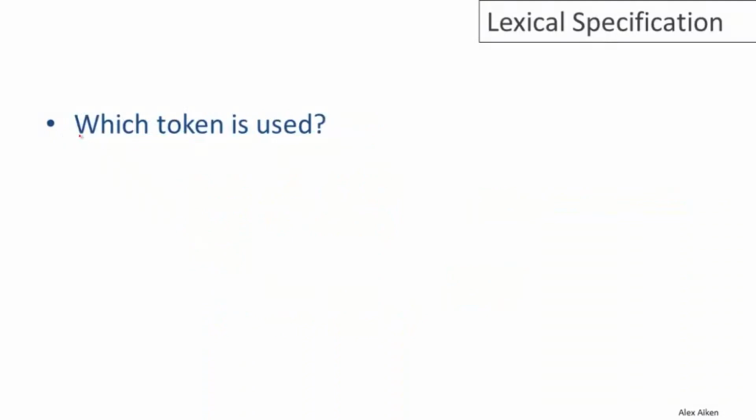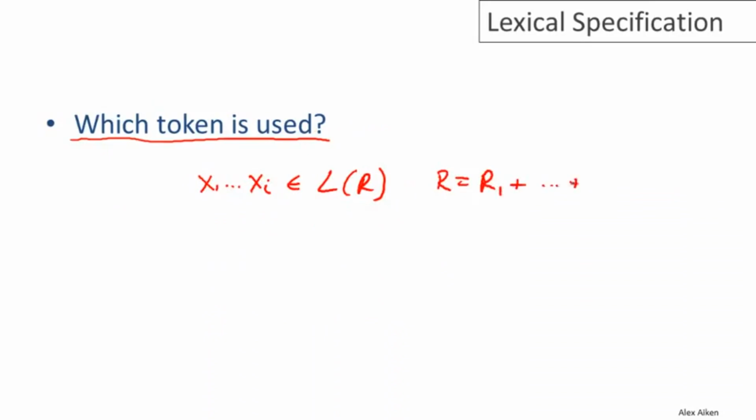A second question is, which token should be used if more than one token matches? So what do I mean by that? Well, again, we have our prefix of the input, and it's in the language of our lexical specification. And just remember that the lexical specification itself is made up as the union of a bunch of regular expressions for token classes. Now, since this prefix is in the language of the lexical specification, that means that it must be in the language of some particular token class, Rj. But nothing says that it isn't also in the language of a completely different token class, meaning that this same string could be interpreted as one of two different tokens. And the question is, if this happens, which one should we pick?